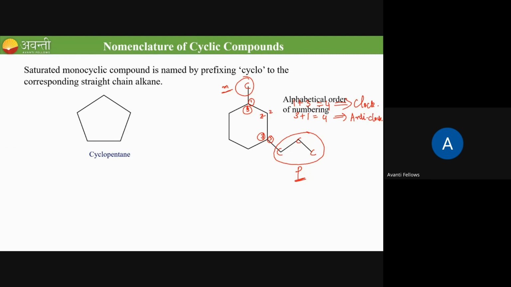So the answer is, you have to list it in alphabetical order. So it is 1-methyl 3-propyl cyclohexane. The name of the compound is 1-methyl 3-propyl cyclohexane. Okay, this is the correct way.